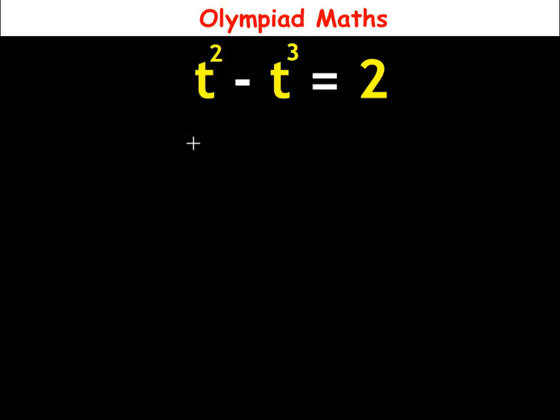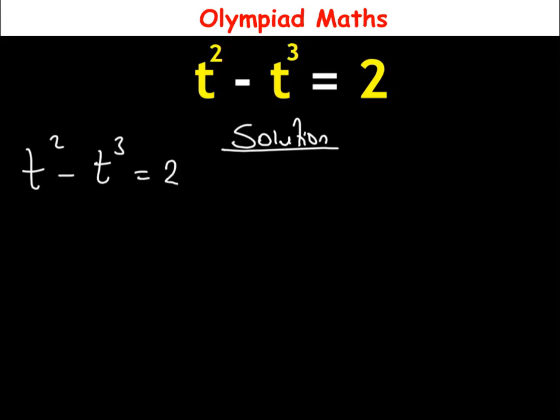Hello, in this video let us solve this question. So we have t raised to power 2 minus t raised to power 3 is equal to 2, and here we are to solve for the value of t. So to solve this, we have t raised to power 2 minus t raised to power 3 is equal to 2.